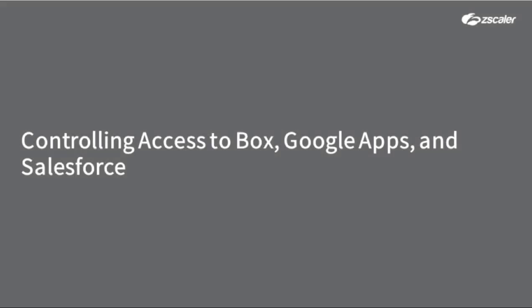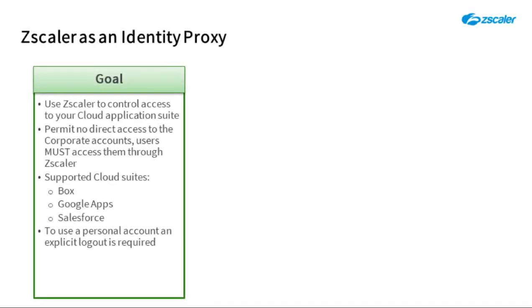The final topic that we'll cover is the option to use Zscaler as the SAML IDP for certain corporate application suites, to ensure that access to them is only possible through Zscaler. For certain application suites, namely Box, Google Apps, and Salesforce, Zscaler can be specified as the SAML identity provider. The object here is to ensure that the corporate instances of these applications can only be reached if the user is accessing them through Zscaler, to ensure the full protection of the Zscaler platform and to log all access attempts.